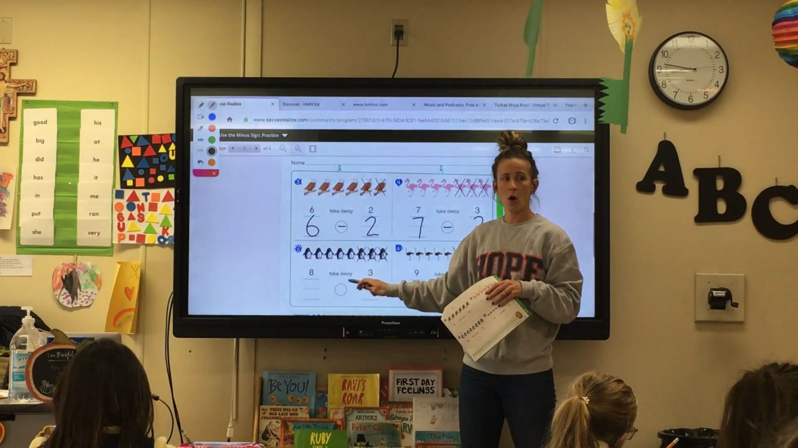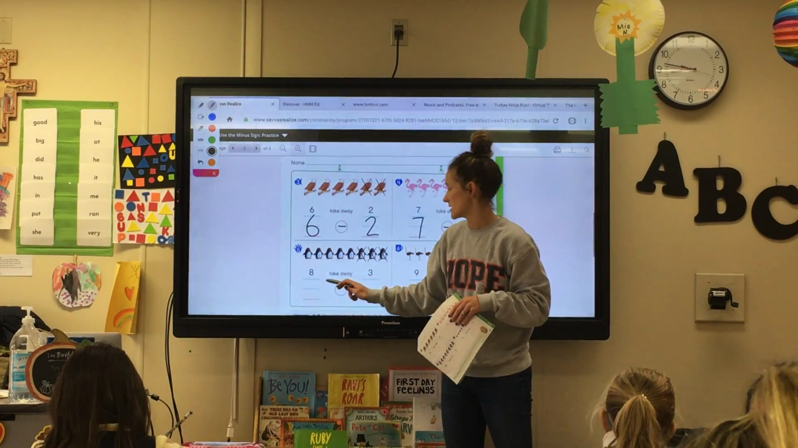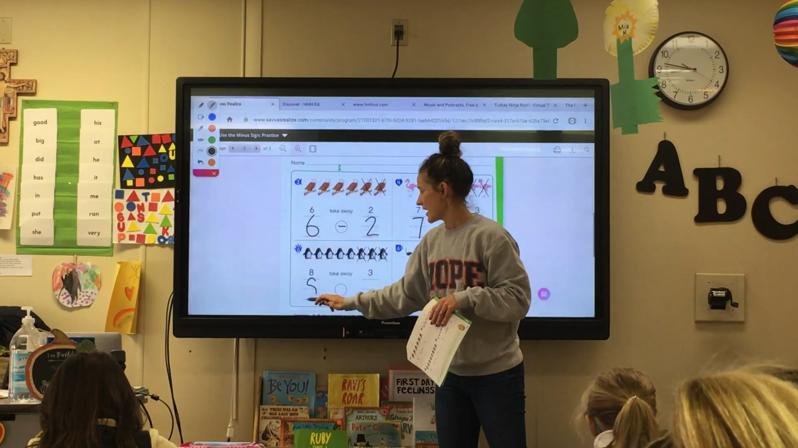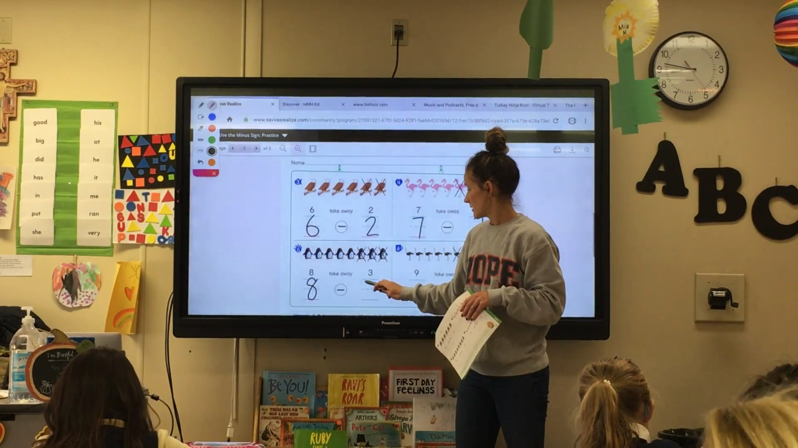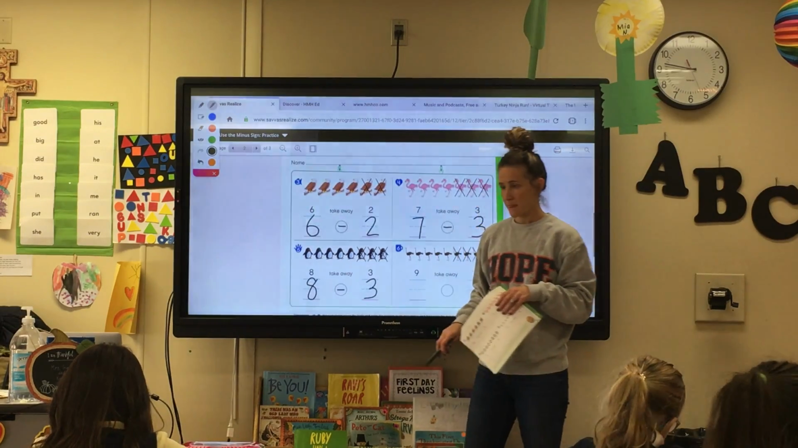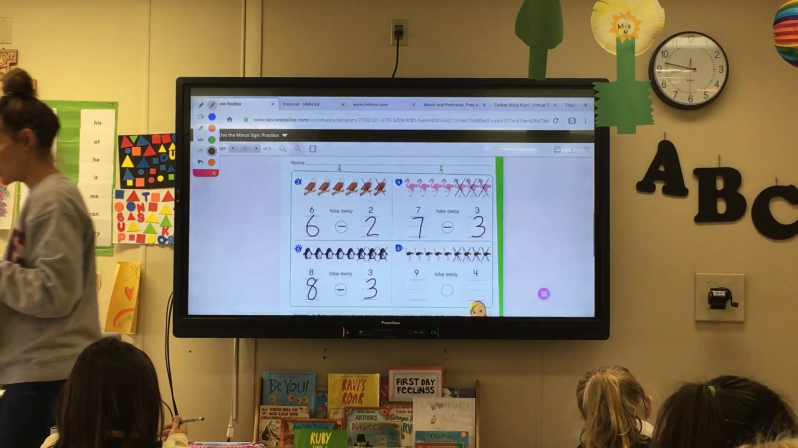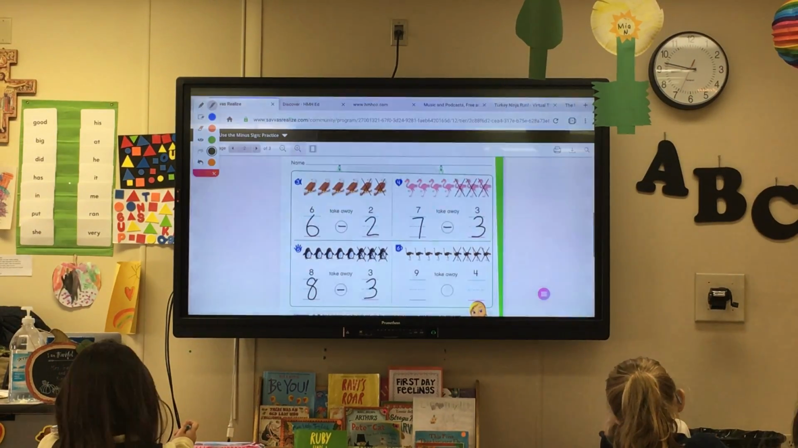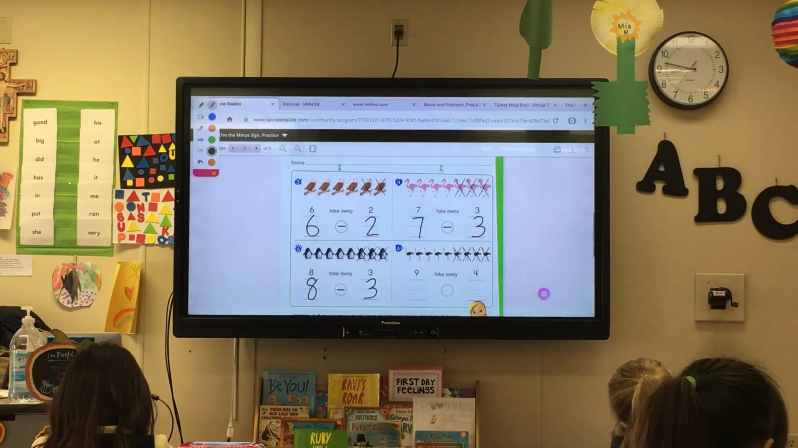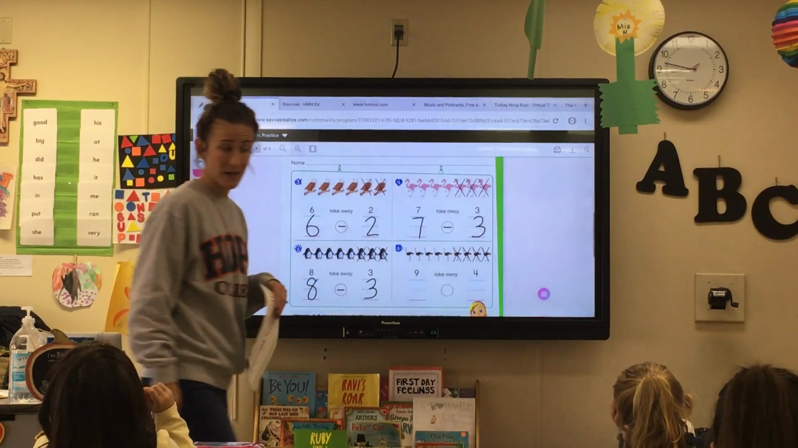I'll read that with Brayden. 8 take away 3. Now let's all say it out loud together. Let's change it to minus. Here we go. 8 minus 3. Very good. 8 minus 3 is what? How many penguins are still left there without an X on them? How many do you see, Leo? 5. 5 is correct. So 8 minus 3 is 5.